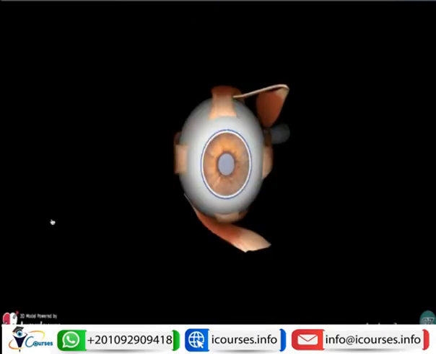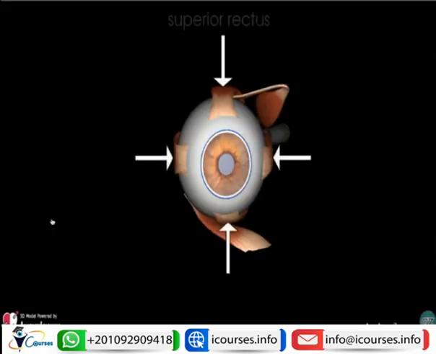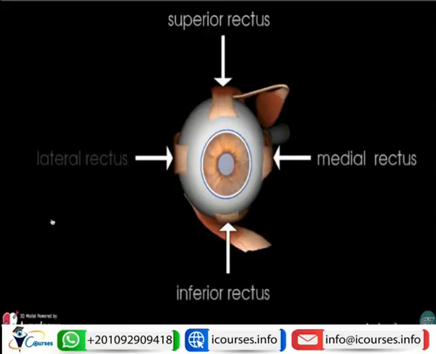Let's take a look now at the muscles involved in eye movement. There are 6 muscles involved in the control of the eyeball itself. They can be divided into 2 groups: the 4 recti muscles and the 2 oblique muscles. Let's start first with the recti muscles. There are 4 recti muscles: the superior rectus, inferior rectus, medial rectus, and lateral rectus.